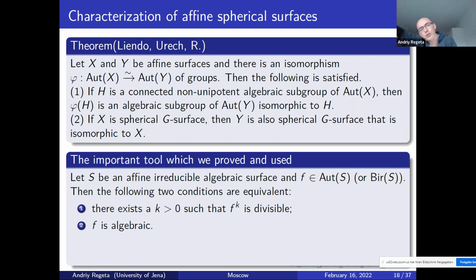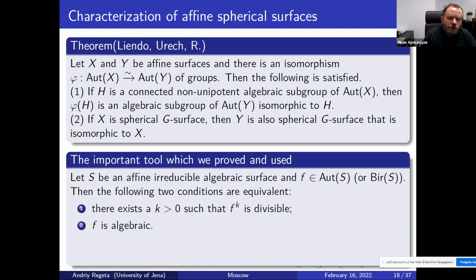Because if we have an isomorphism of abstract groups, then a divisible element goes to a divisible element. Once more, what is divisible? Divisible means that you can take a root of any order inside of the group. For example, your element G in Aut S is called divisible if for any natural K, there is an element H such that H power K equals G.